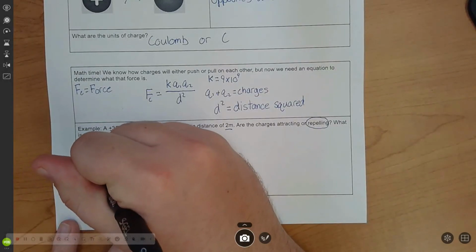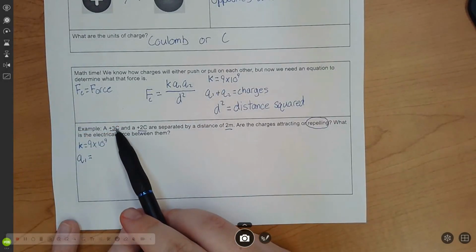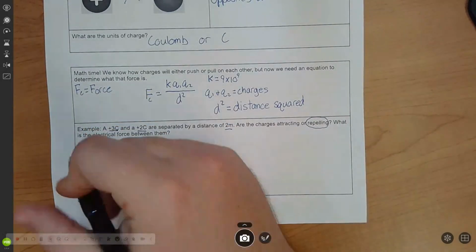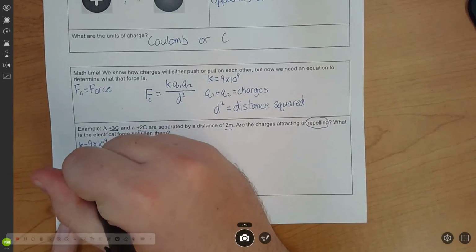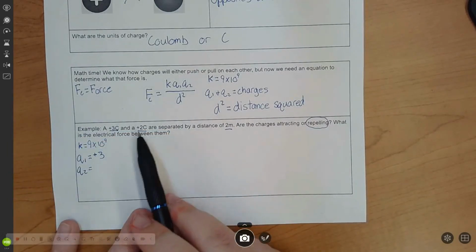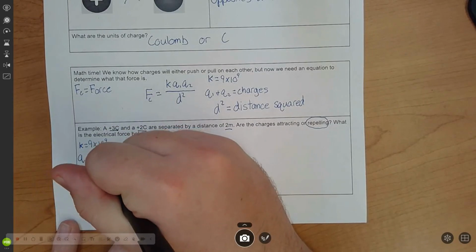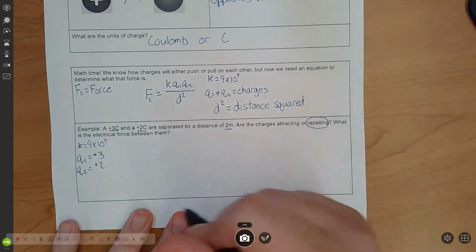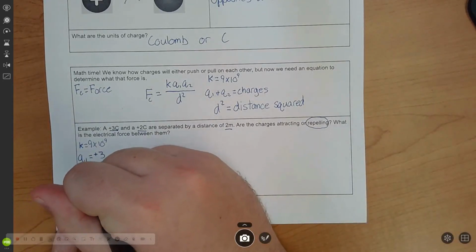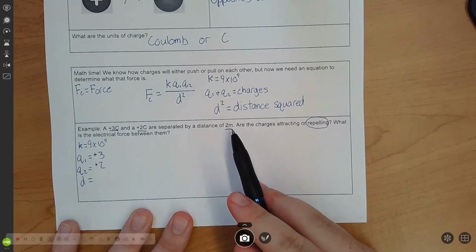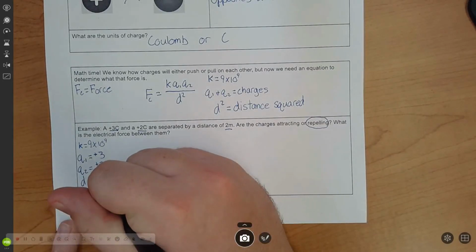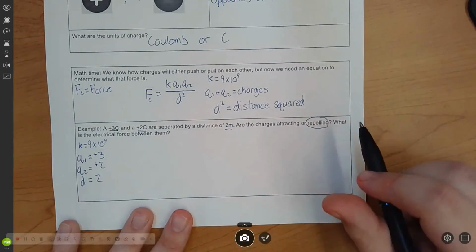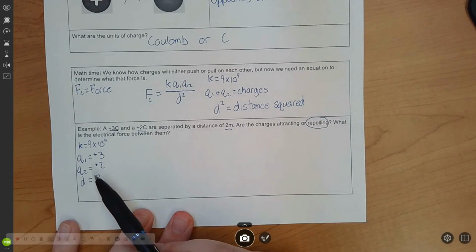Q1, that's going to be our first charge, is +3. Q2 is our second charge. We've got a +2. And then d squared, our distance, was 2 meters. So our distance is 2. We'll square it later when we plug it into the equation. And that's all the numbers that it gave us.